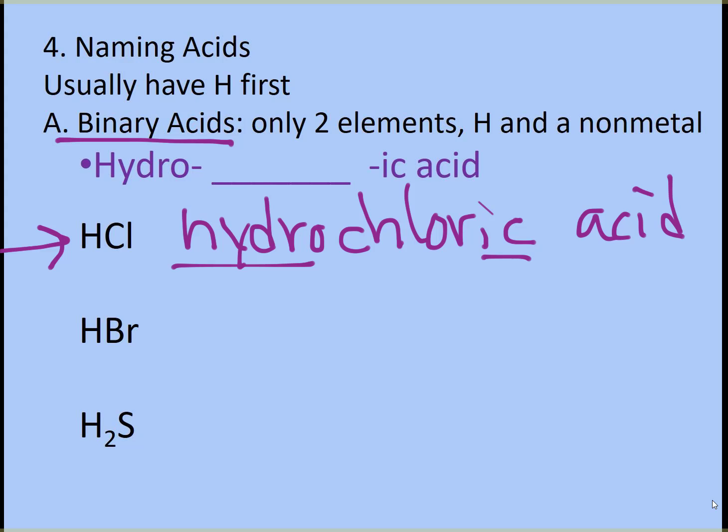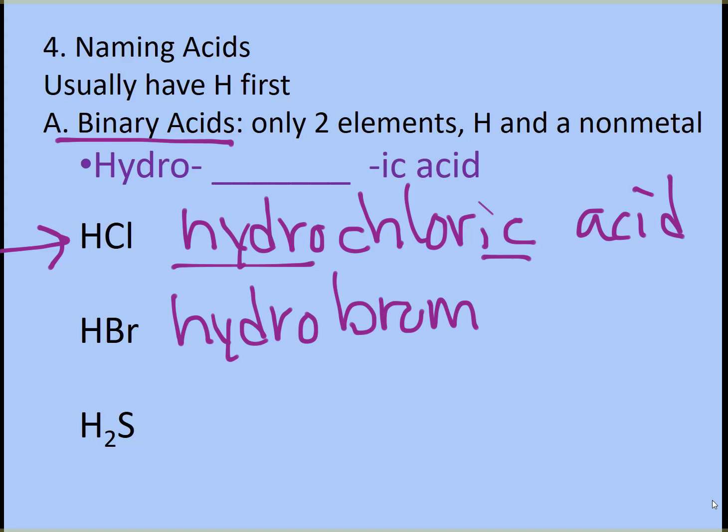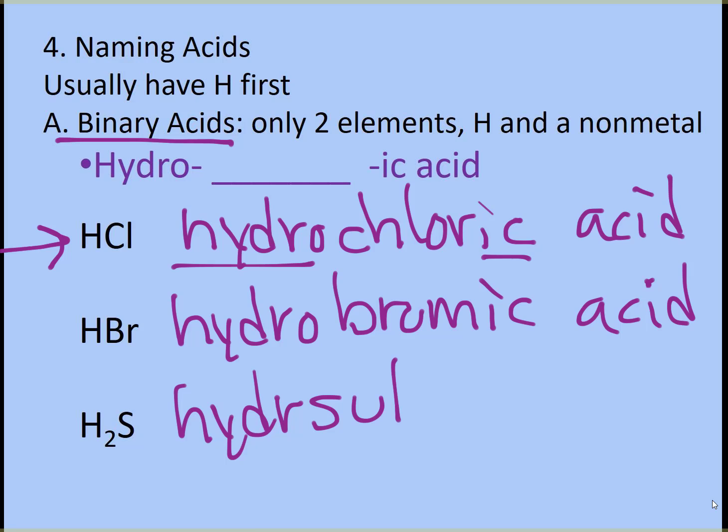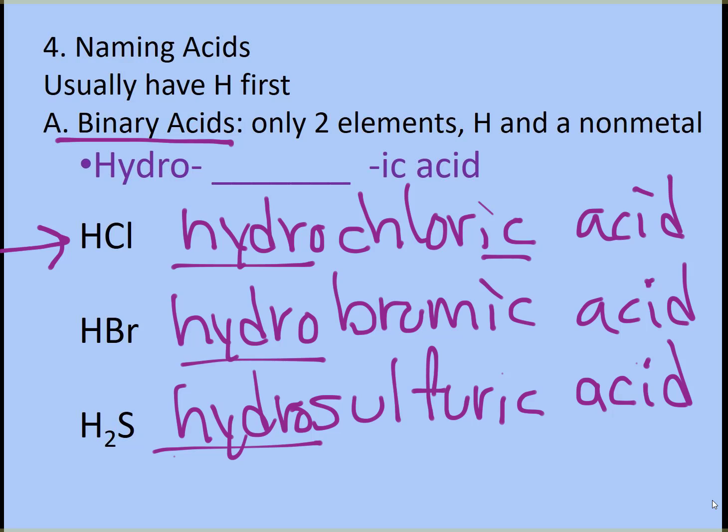This next one would be hydro, named just the same, bromic acid. And the next one is sulfuric. Sometimes saying out loud helps. Sulfic sounds weird. Hydrosulfic sounds weird. So hydrosulfuric. So I really had the whole name of the element there. So notice that they have the whole hydro and ic. So that's if you have only two elements. And again, you can see those H's are first.